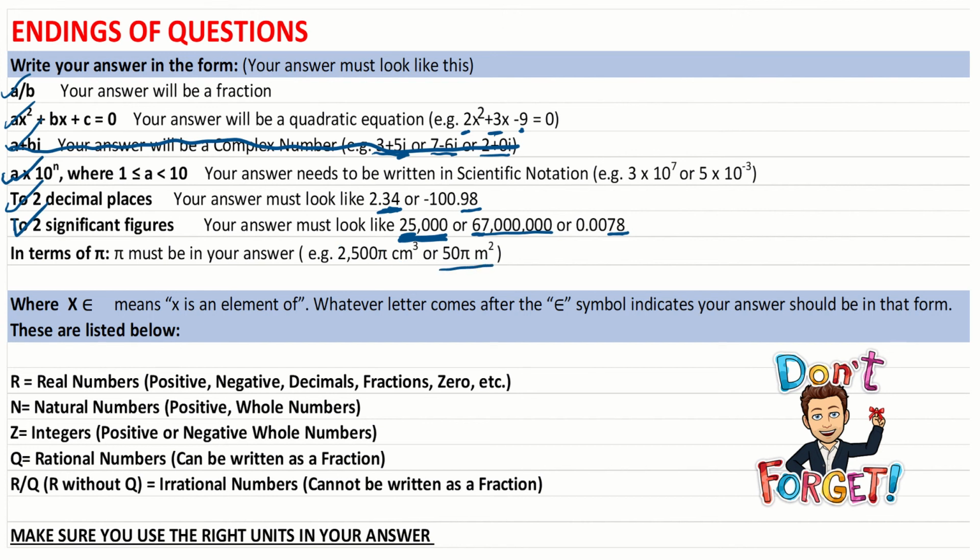Or you could have 50 pi meters squared as an example. Just a quick note there: centimeters cubed, the 3 there indicates that you're dealing with a 3D shape, so that's going to be volume. And for 50 pi meters squared, the 2 there indicates that you'll be dealing with a 2D shape, which is area. So if you didn't know that, it's sometimes handy to know.